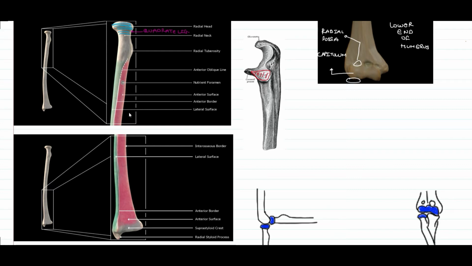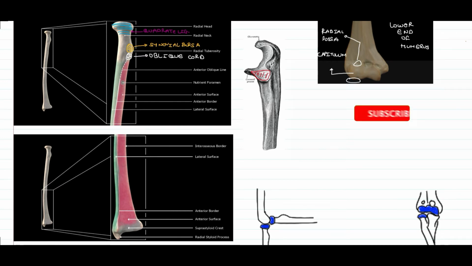Moving downwards, we have the tuberosity, which is smooth anteriorly and rough posteriorly. On the anterior side, we have a synovial bursa, and on the posterior side, we have the insertion of the tendon of biceps brachii. Also, there is an oblique cord which connects the ulna and the radius, present on the medial aspect of the upper end, inferior to the radial tuberosity. Here, the radial head and the radial neck are free from the capsular attachment, so they are free to move on the proximal part of the radius.